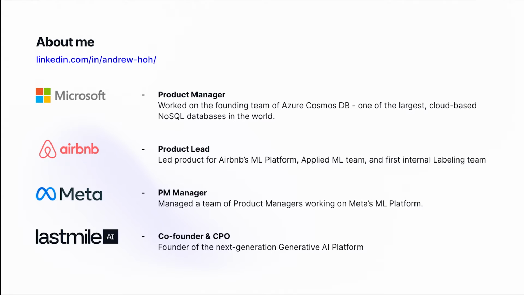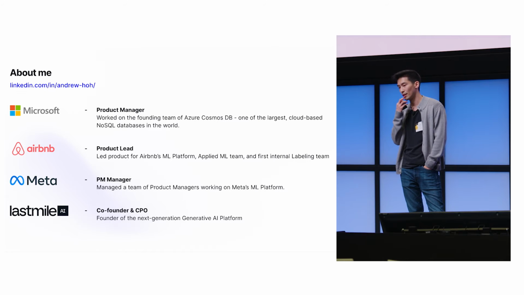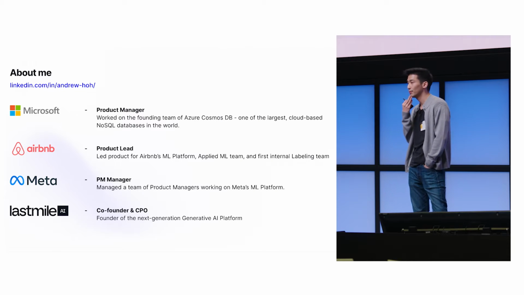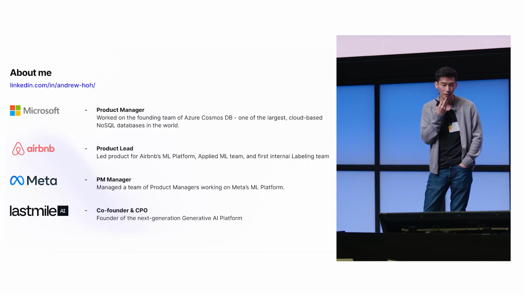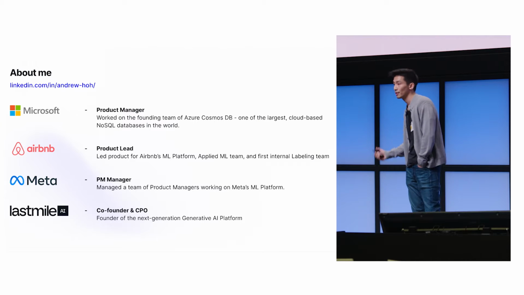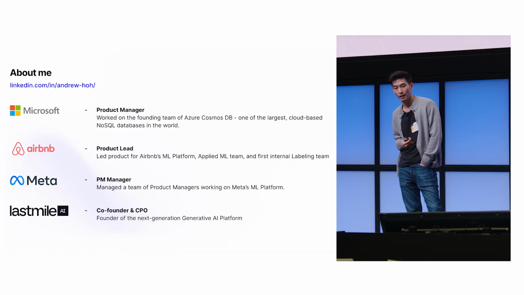A little bit about myself. I have a lot of company names, but most importantly, I've been working a lot on ML platforms across 3 companies. At Airbnb, I was the product lead for their ML platform, their ML infrastructure, as well as their applied ML team, and started their first labeling team. At Meta, I was a PM manager. I led a team of PMs for their ML infrastructure and an AI platform team.